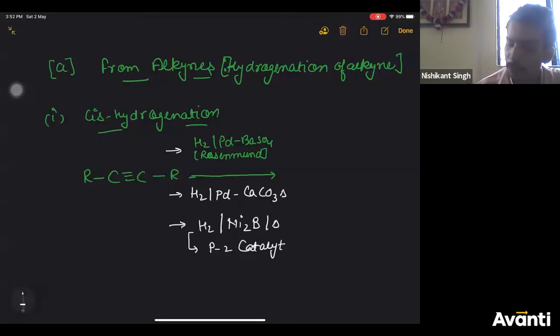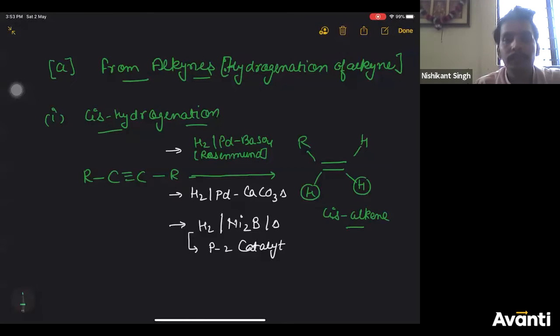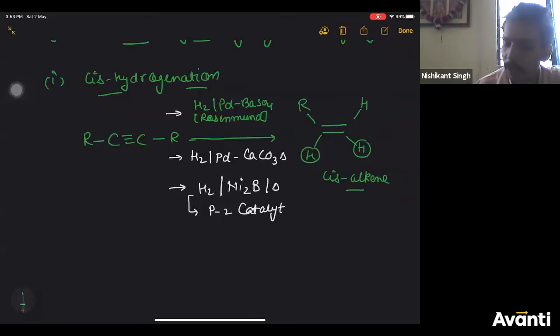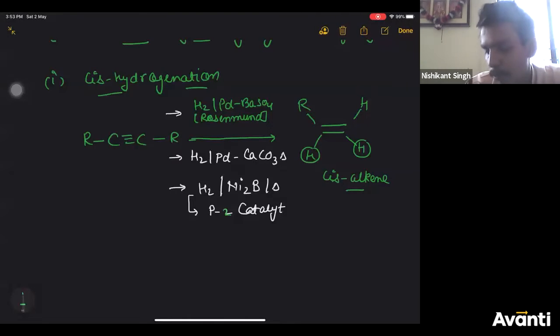So any of these three, if you use, your product obtained in such case will be alkene, but you will get a cis alkene. That means both the hydrogens will come from the same side, and your alkene obtained will be a cis alkene, right? P2 is a nomenclature, Pranesh. P1 type, P2 type, that's given as a nomenclature. That is dependent upon the ratio of nickel and boron atoms, right? That's all.